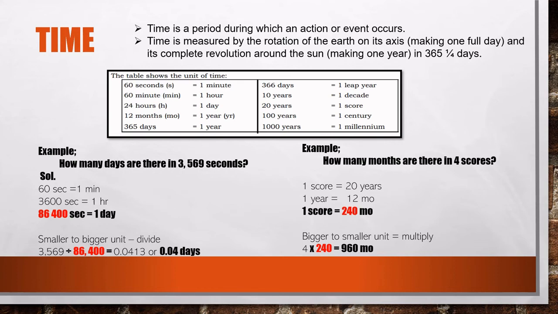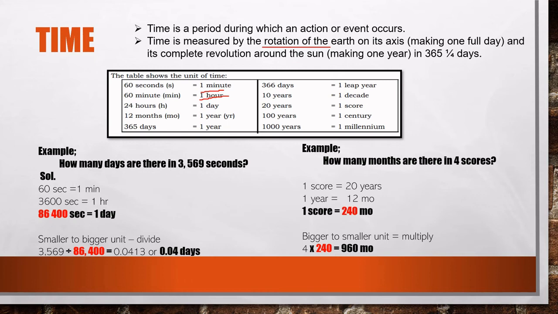It is measured by the rotation of the Earth on its axis, making one full day, and its complete revolution around the Sun, making 1 year, in 365 and 1/4 days. So I have here a table for conversion factor used in measuring time. For example, 1 minute is equal to 60 seconds. 1 hour is equal to 60 minutes, and so on and so forth.